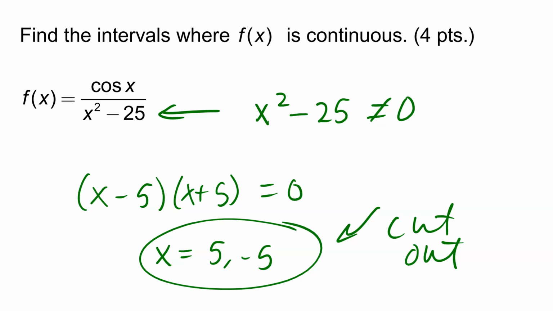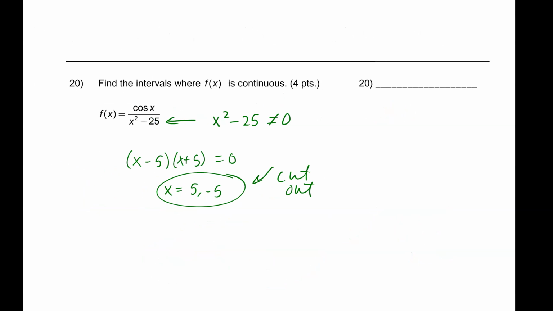Why am I only looking at the bottom? Like, what about the top, right? Because the top doesn't matter. Cosine of x is continuous. It goes on forever, little wavy waves. It doesn't stop us at all. Versus if I had square root of x on top, then that would restrict our domain, but this one doesn't.